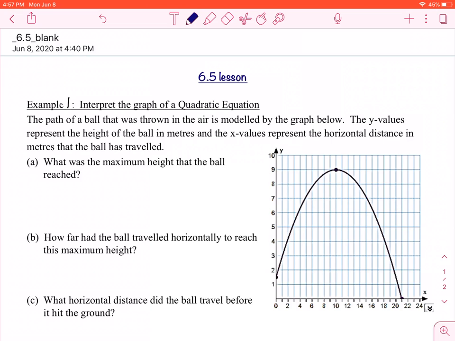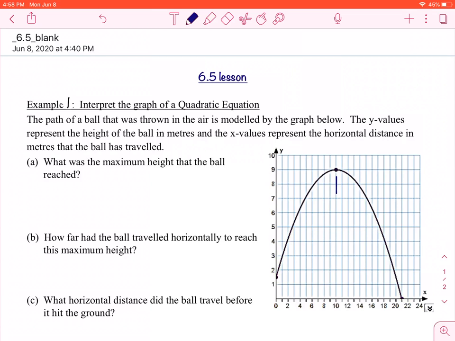Something that you can interpret here: the path of a ball that was thrown in the air is modeled by the graph below. You can see that many things in a sports context deal with parabolic structures, where you kick a ball into the air, it reaches a max height, and then it descends downwards. That could be a football, a basketball, or a volleyball, but that generally is the type of parabolic path it takes in the real world context.